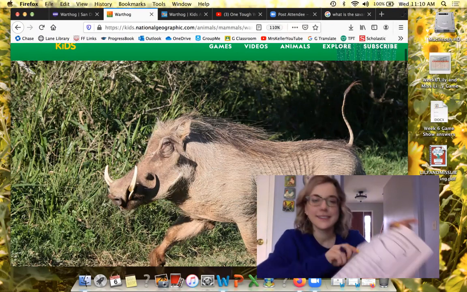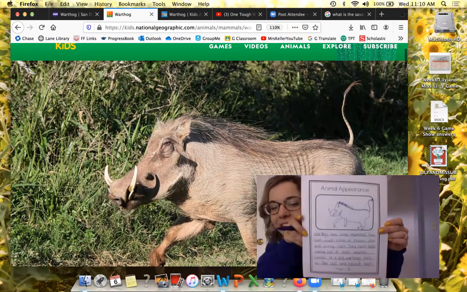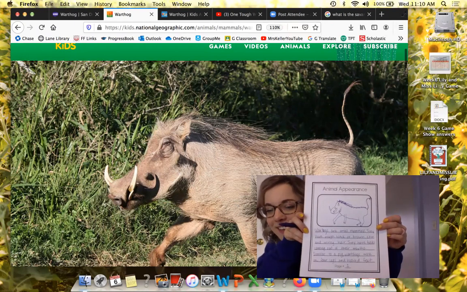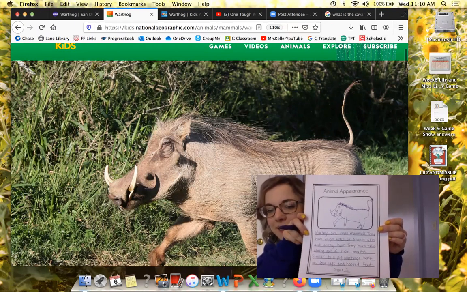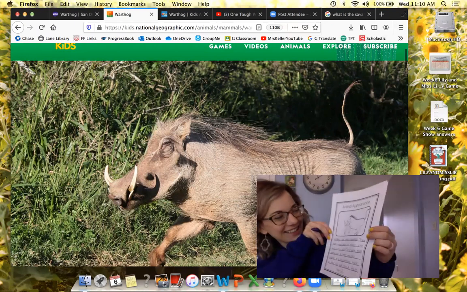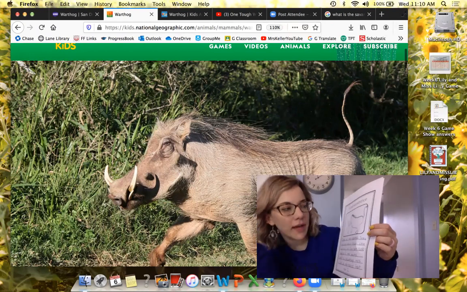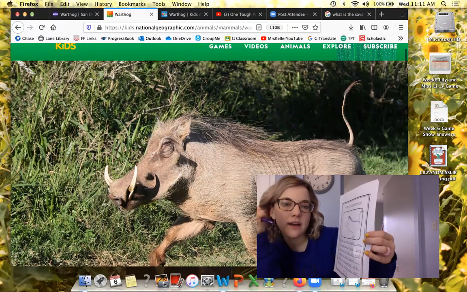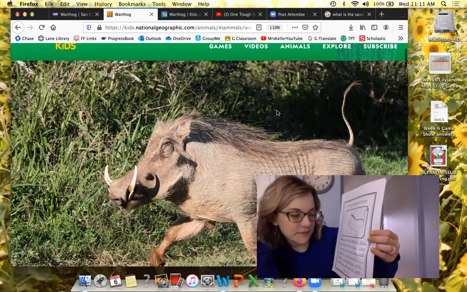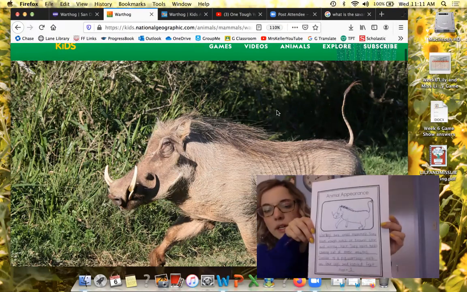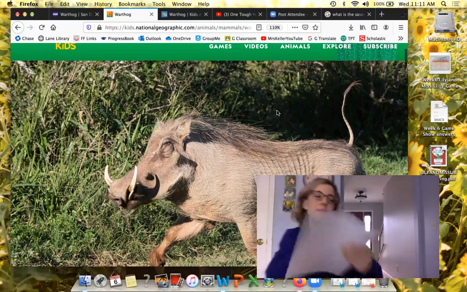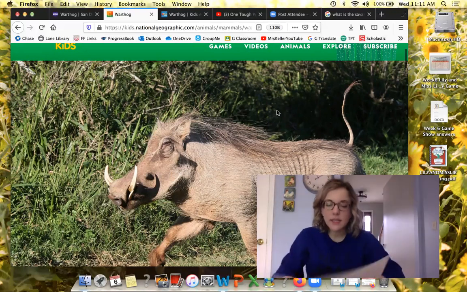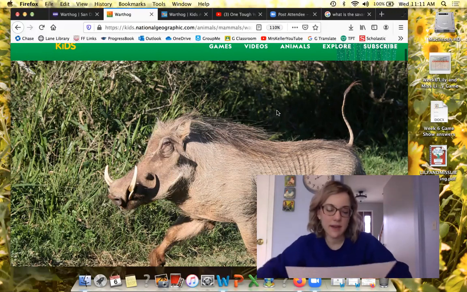All right. I have my picture. Here's a warthog. As you can see, I would color it either brown or black, obviously. Their wiry hair looks like it can be brown or black as well. So I would color it accurately to how I described it in the paragraph. All right, moving on.